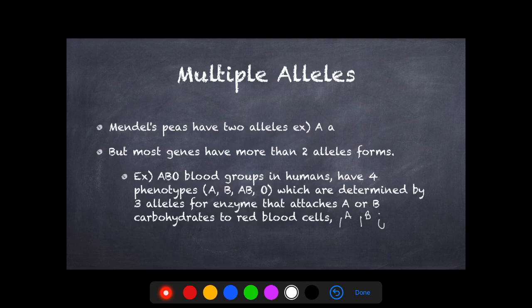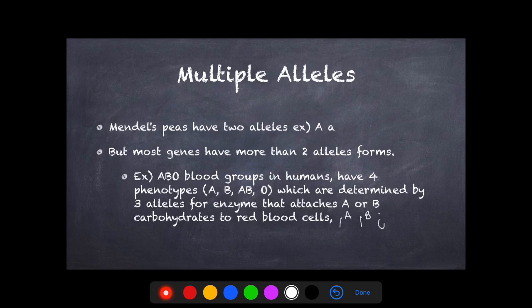Multiple alleles. So Mendel's peas, which we studied, have 2 alleles: big A, big A, or little a, right? But most genes actually have more than 2 alleles. For example, if we look at the blood groups, we have A, B, O. Those are the 3 main blood groups, but there are 4 phenotypes we can get from those 3: blood type A, blood type B, blood type AB, or blood type O.